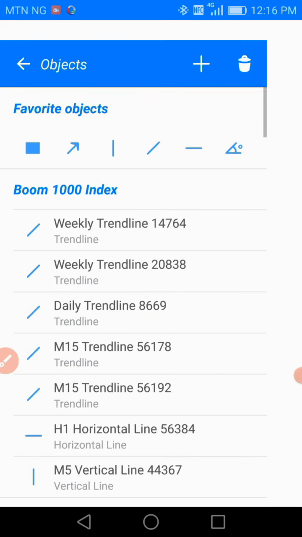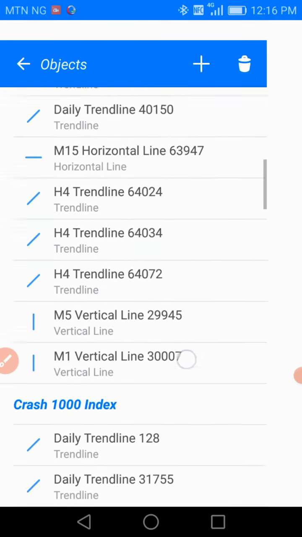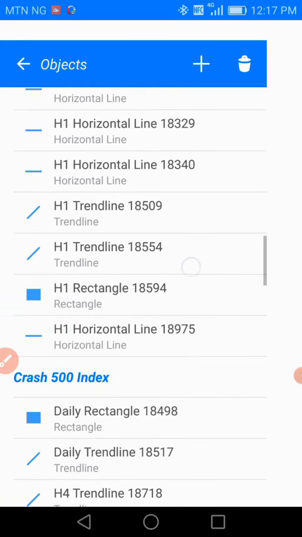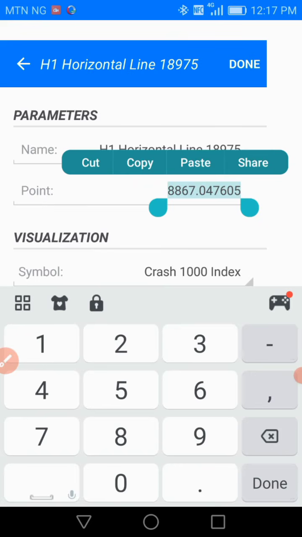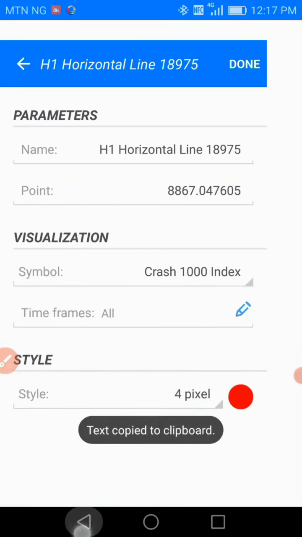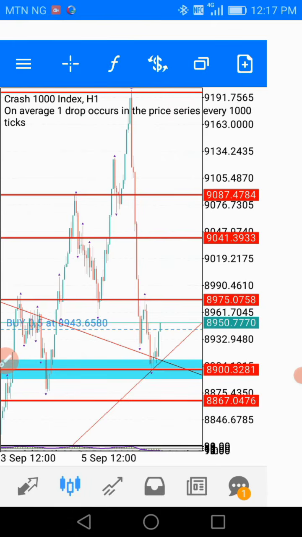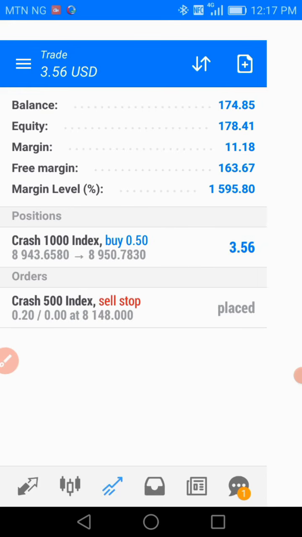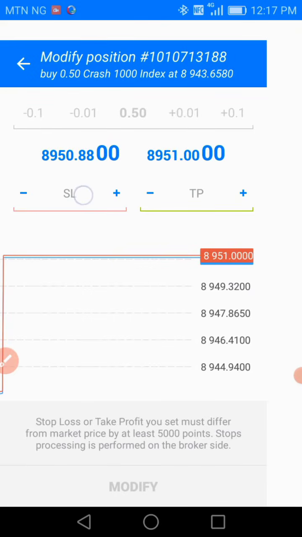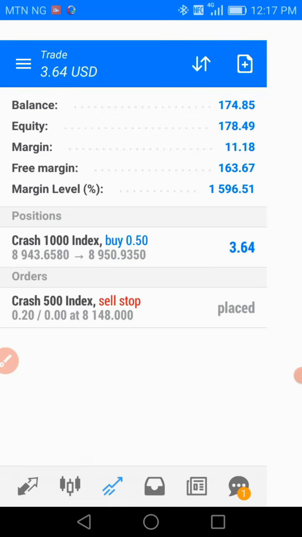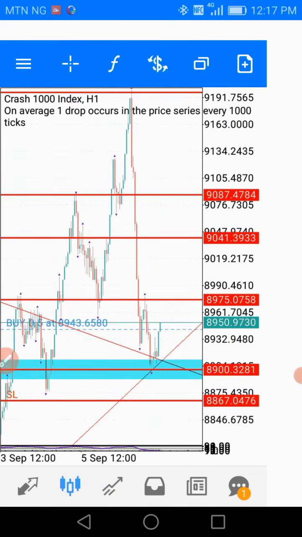Then let me pick it as Crash 1000. You just copy the point, and then you go back and go to the trade. Look at how far we've gone, guys. Go to the trade this way. You edit, you paste it, then you click modify. So we've placed our stop loss around here.